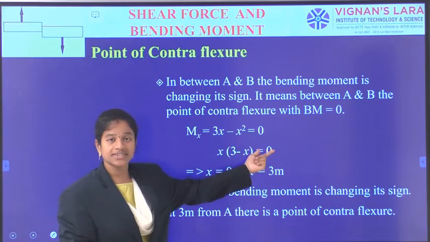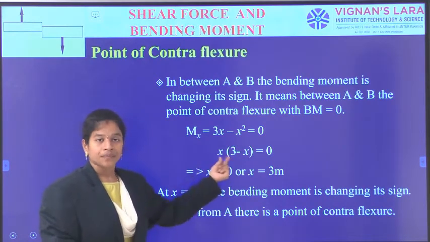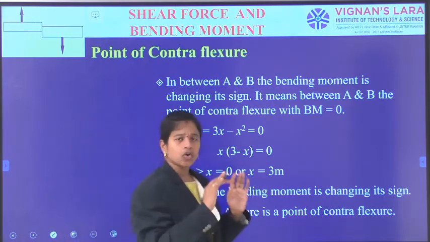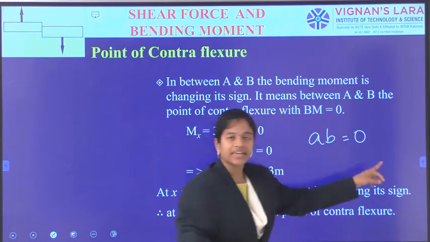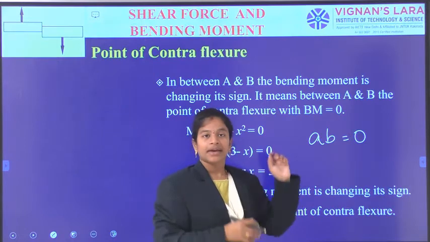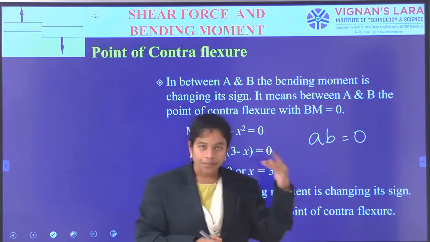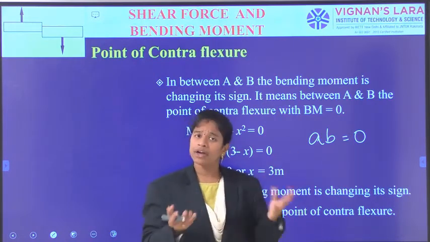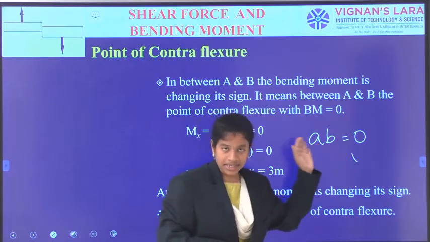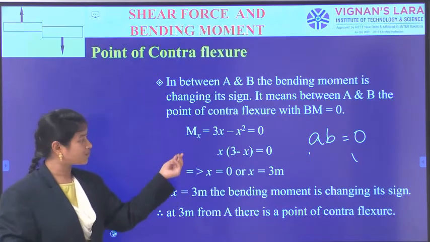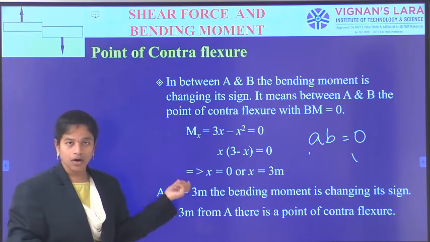3x minus x square is equal to 0. As you already know, when the multiplication of A into B is equal to 0, what can you say? Either A is equal to 0 or B is equal to 0. Both A and B also can be 0. In this condition only is the multiplication of these two zero, so taking x is equal to 0 or x is equal to 3.